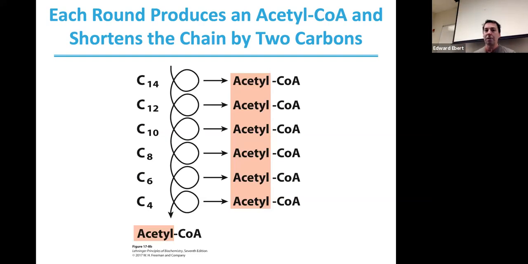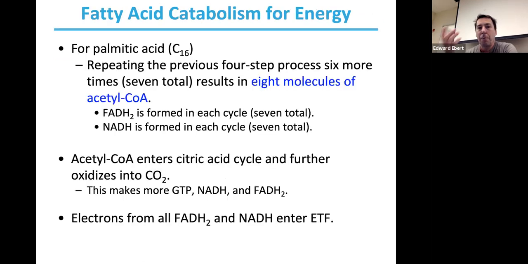Okay. So let's talk about what we've actually done. Besides our mechanism here, we are going to take, say, palmitic acid, our 16 carbon fatty acid, and just cleave it into 8 separate acetyl-CoAs. For palmitic acid, we repeat this step a bunch of times. We get 8 molecules in there. We end up making 7 total FADH2s and 7 total NADHs. And then our acetyl-CoA can go into the citric acid cycle.